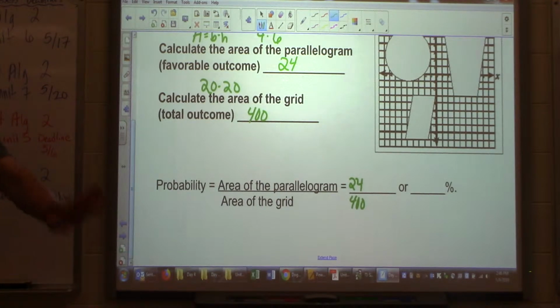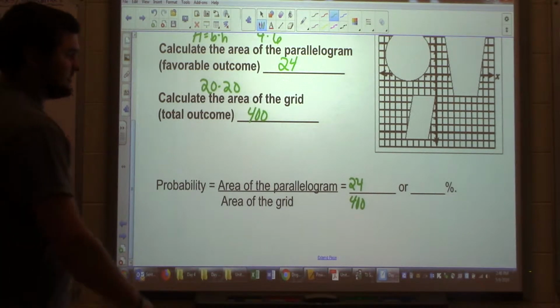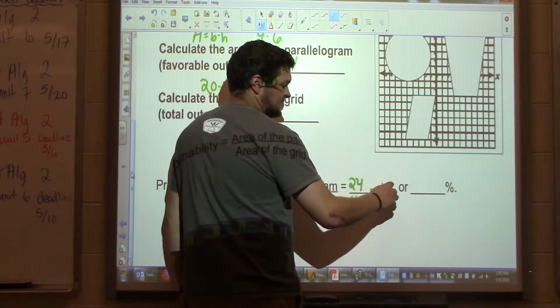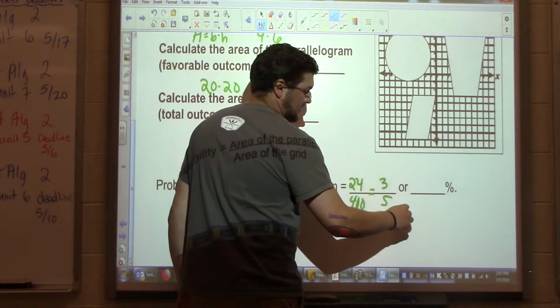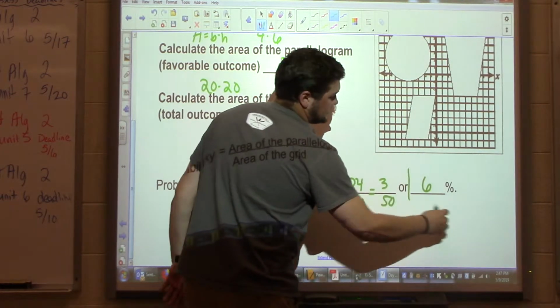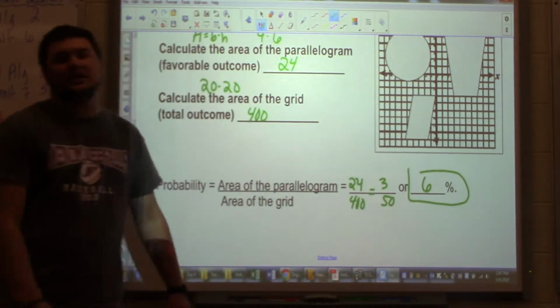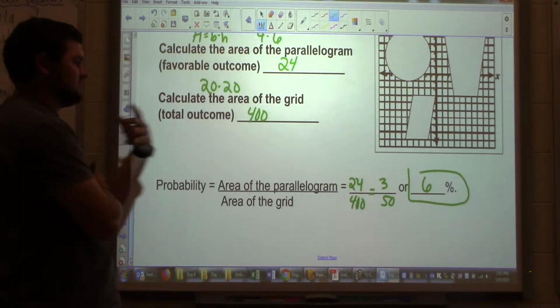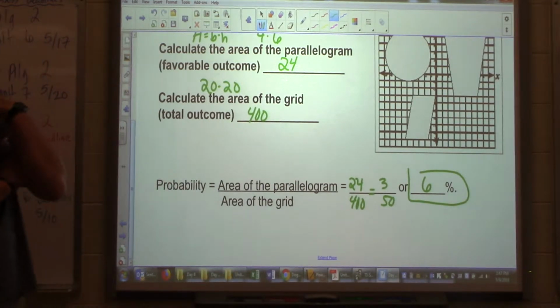24 over 400. 2 ways you can answer it. You can answer it as a fraction. Just make sure it is reduced, please. So, what is that? 3 over 50. Or you could write it as a percentage. In this case, it's 6%. So the probability you hit that parallelogram is 6%. I guess I would also accept the decimal if you want to write it as a decimal. That's fine too. Okay? Questions, comments, concerns?